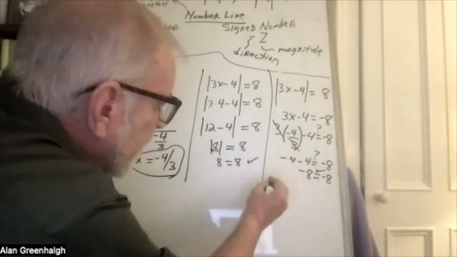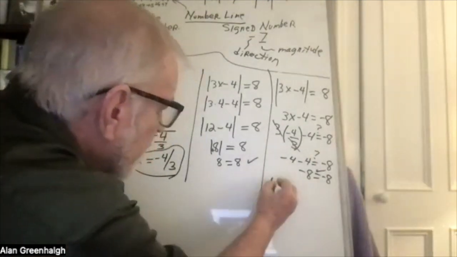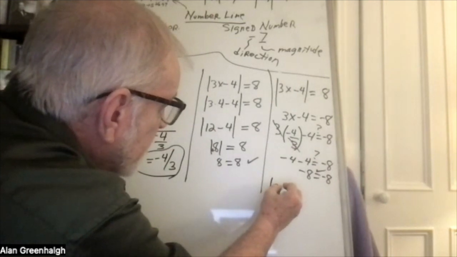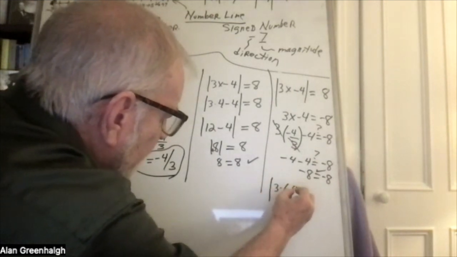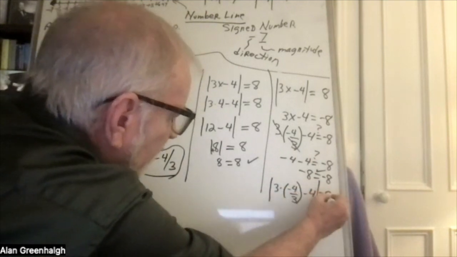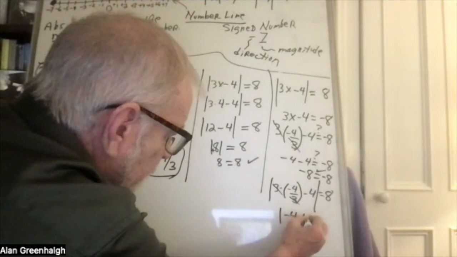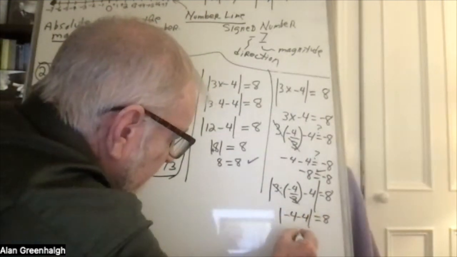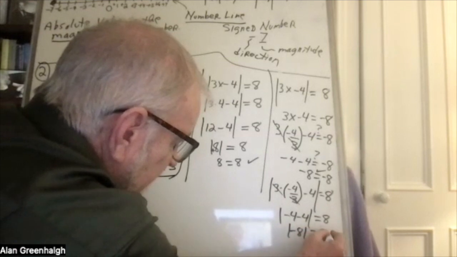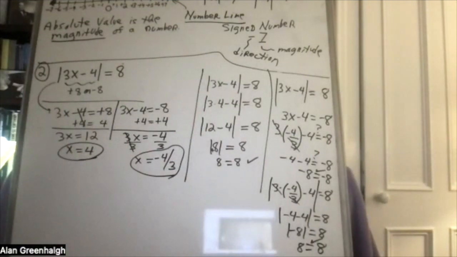Let's keep it in the absolute value for a minute. If you keep it in the absolute value and you break it down like this, you get |-4 - 4| is 8, the absolute value of that works out. See? That's your check.